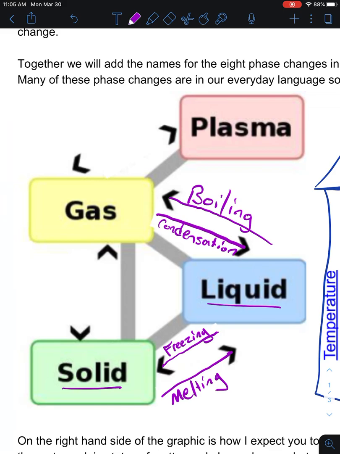Ones you don't know as well. So gas to plasma, notice you can actually only get to plasma from gas. If you go from gas to plasma, that would be ionization. Thankfully, they named the plasma to gas very nicely with this. It's deionization. You are reversing the ionization. So deionization.